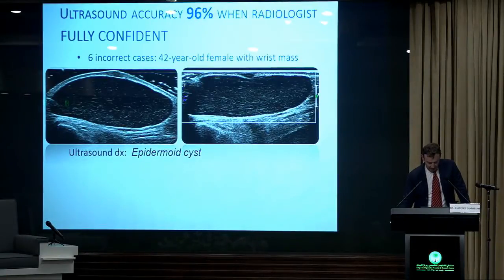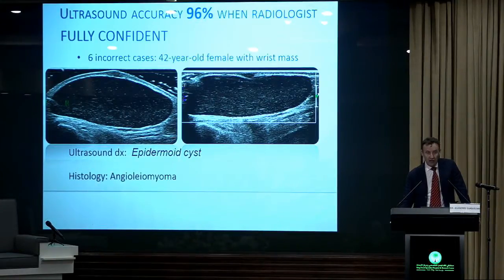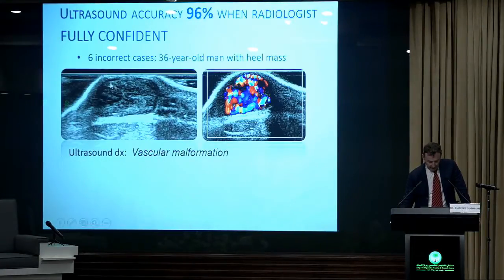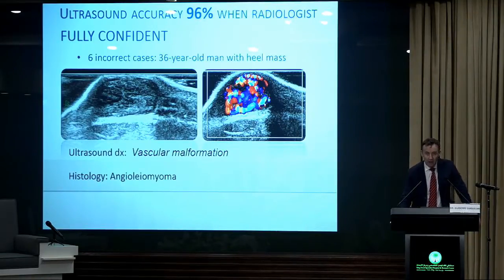Another patient here, a 42-year-old female with a wrist mass. The radiologist diagnosed this to be an epidermoid cyst. There was no hyperemia present on color Doppler imaging, but on histology it turned out to be an angioleiomyoma. Another case, a 36-year-old man with a heel mass. The radiologist diagnosed this to be a vascular malformation, but again, on histology it turned out to be an angioleiomyoma.